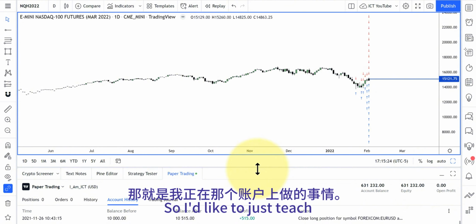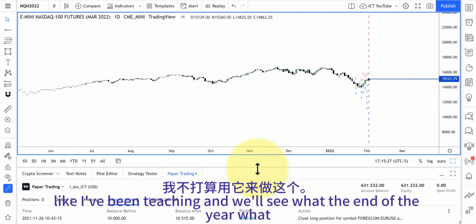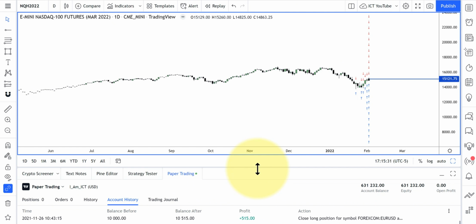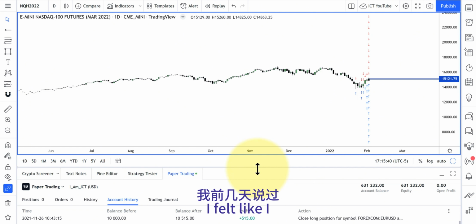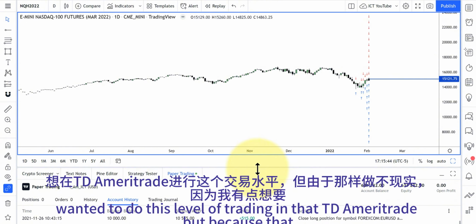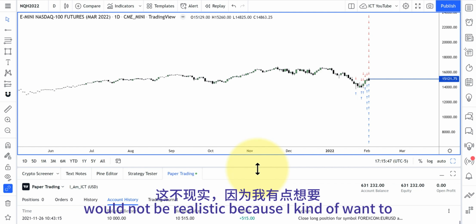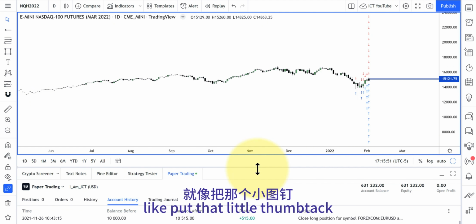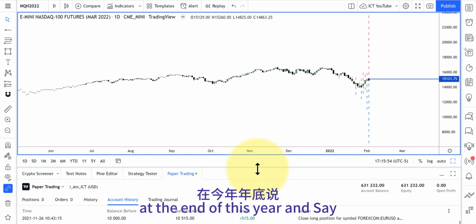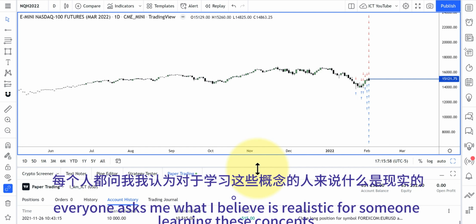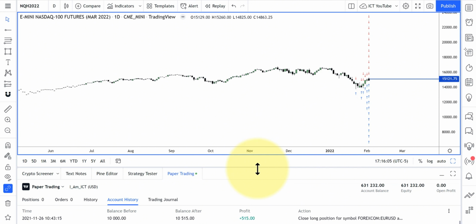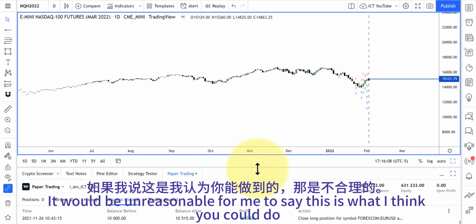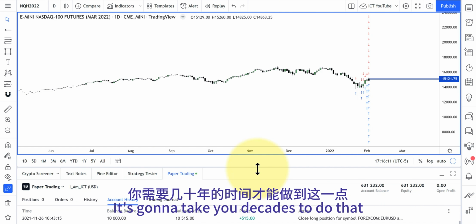So I'd like to just teach like I've been teaching, and we'll see at the end of the year what I believe is realistic for someone starting out. That's what I'm doing with that account. Believe me, I mentioned the other day, I felt like I wanted to do this level of trading in that TD Ameritrade. But that would not be realistic, because I kind of want to put that little thumb tack at the end of this year and say, everyone asks me what I believe is realistic for someone learning these concepts. What could they do realistically over the course of a year? It would be unreasonable for me to say, this is what I think you could do. That's not going to happen. It's going to take you decades to do that.